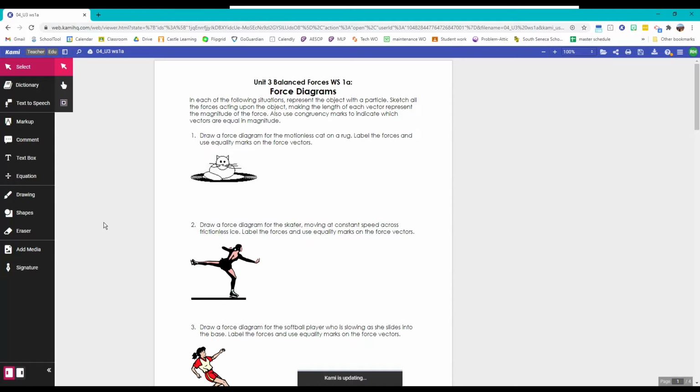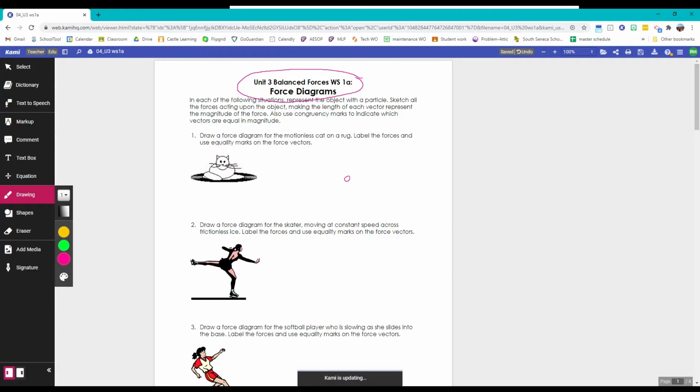Welcome back, physicists, and today we're going to talk about our first worksheet in Unit 3, Balanced Forces. This is worksheet 1A. We'll have 1B next week. These are very similar, which is why they get numbered 1A and 1B. So the directions say in each situation represent the objects with a particle.